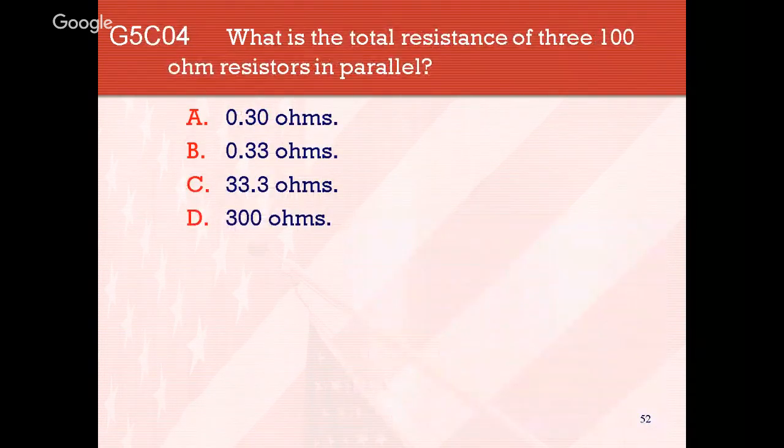So what is the total resistance of three 100 ohm resistors in parallel? Remember that when you have multiple resistors in parallel of different values, your total resistance is going to be lower than the smallest value resistor. So these being in parallel and all the same, 100, it's pretty easy if you divide 100 by 3 and you come up with 33.3 ohms.